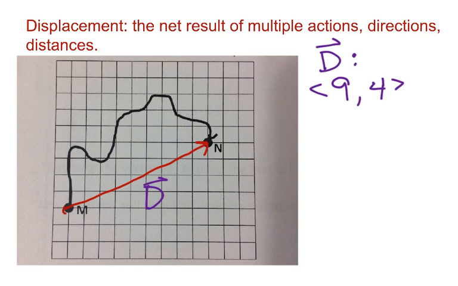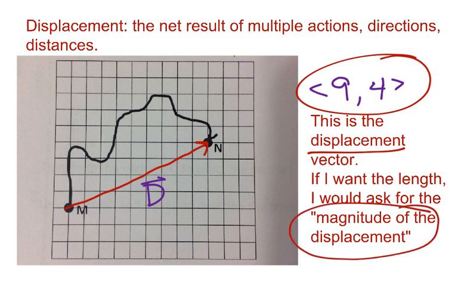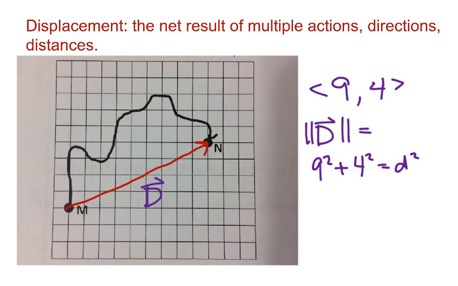If you're not sure, then we're going to start at M, and we have to go over 1, 2, 3, 4, 5, 6, 7, 8, 9 spots, and then we're going to go up 1, 2, 3, 4 spots, and that's where we get our components. To find the magnitude of our vector, I would ask that. So if I say, what is the displacement vector, or what is the displacement, then I'm asking for a vector. If I want to know how long it is from point M to point N, I will ask for the magnitude of the displacement. So make sure you look for that magnitude word if you're going to be giving the length of it.